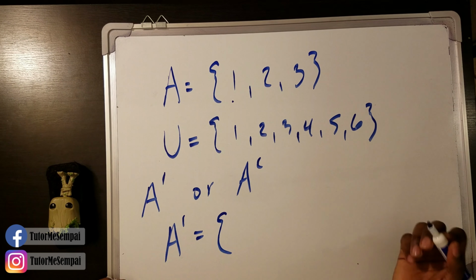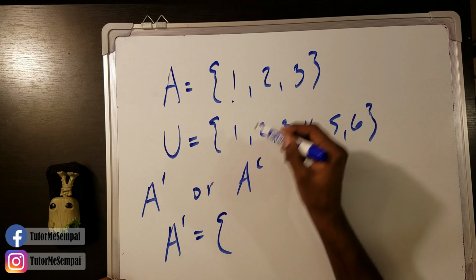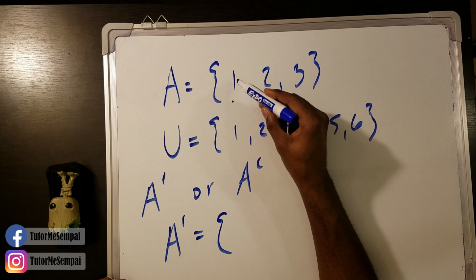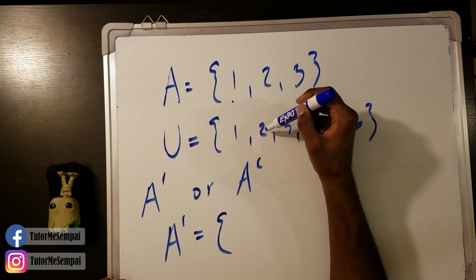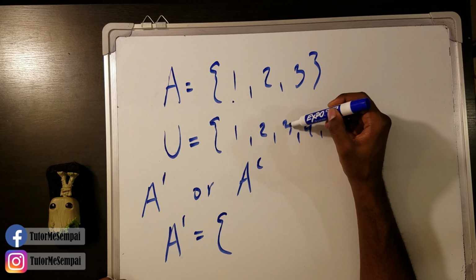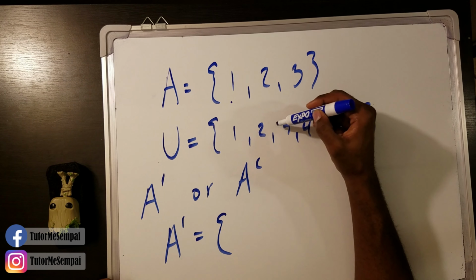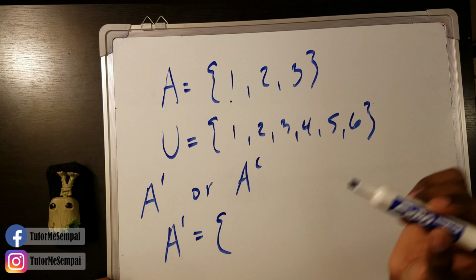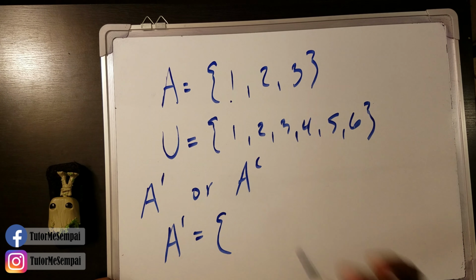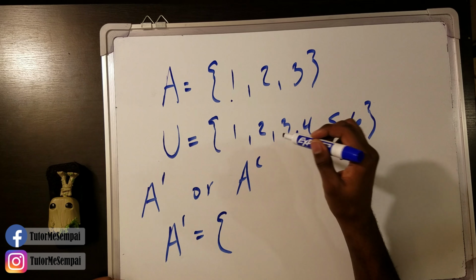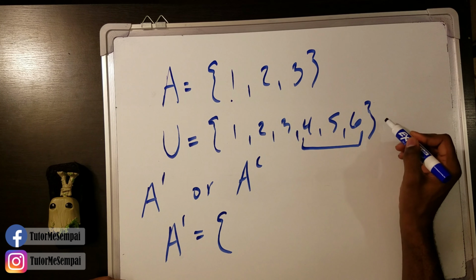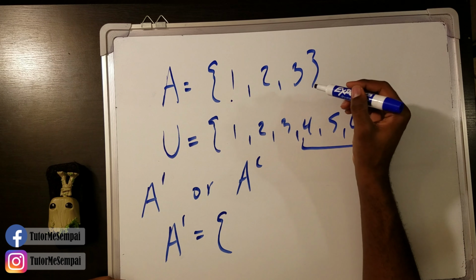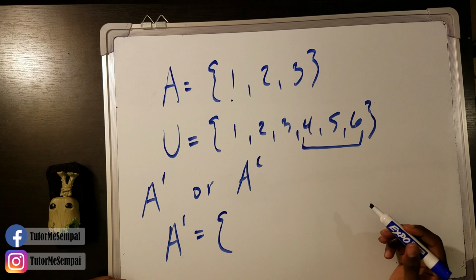So it's going to be another set, and we go one by one. So 1, is that in A? Yes. 2, is that in A? Yes. 3, is that in A? Yes. So all of these 3 here are in A, thus they are not in A complement. Everything that is not in A, but is in the universal set. So we're just looking at 4, 5, and 6 because those don't exist in A, but they're in the universal set.